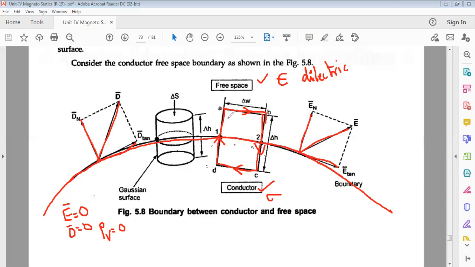For that, we can assume here a rectangle A to B, B to C. In this, B to the point 2, and the point 2 to C also. So the total height is delta H here, and C to D, the total width is delta W, and D to A, the height is delta H, but D to 1 is in the conductor and 1 to A is in the dielectric. Got it, my students? So the diagram is very important here.